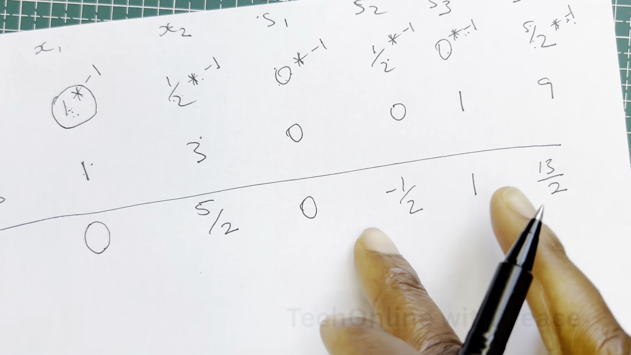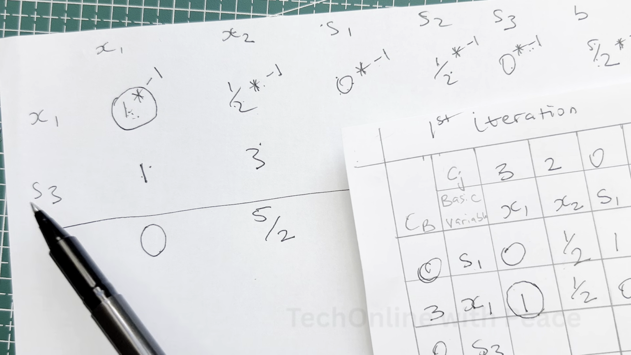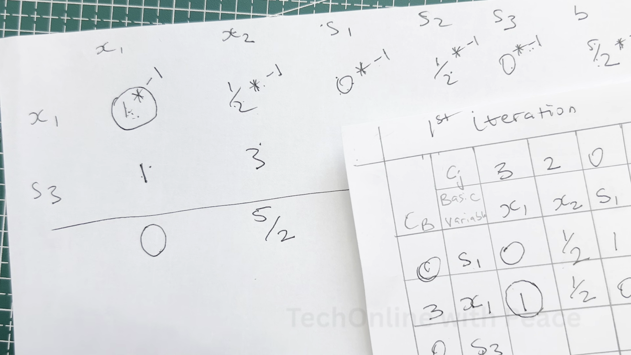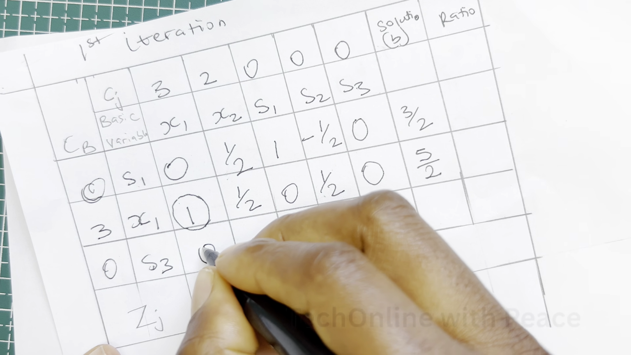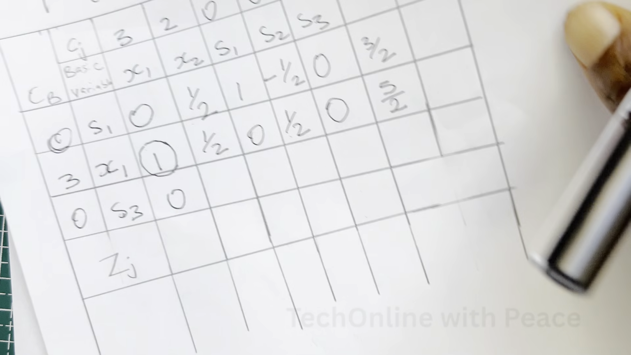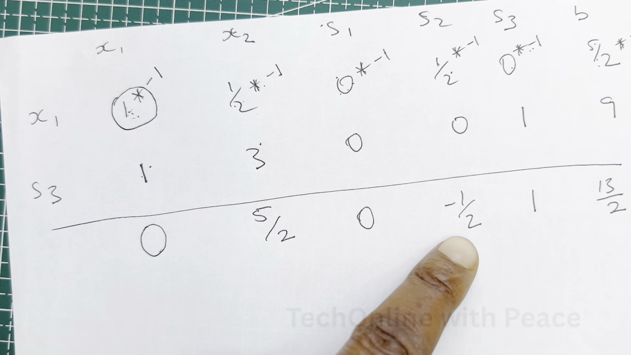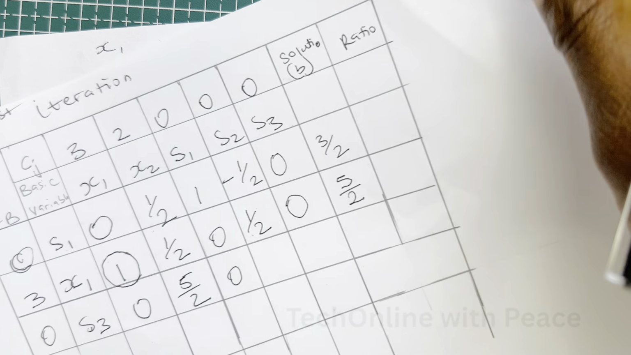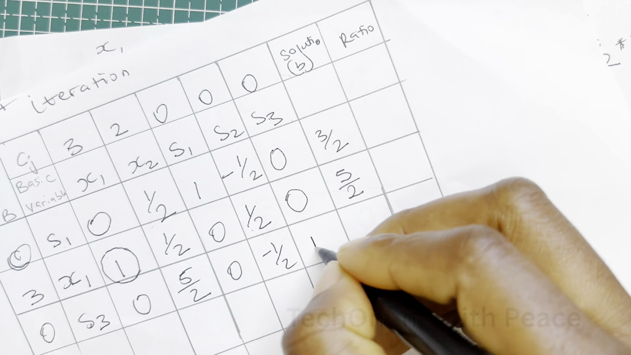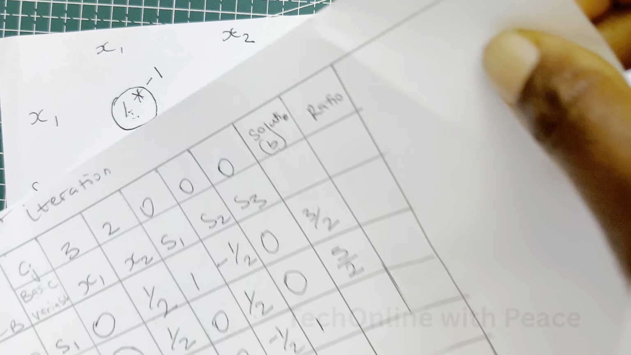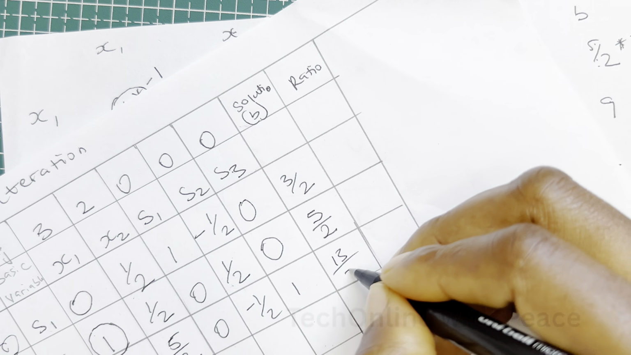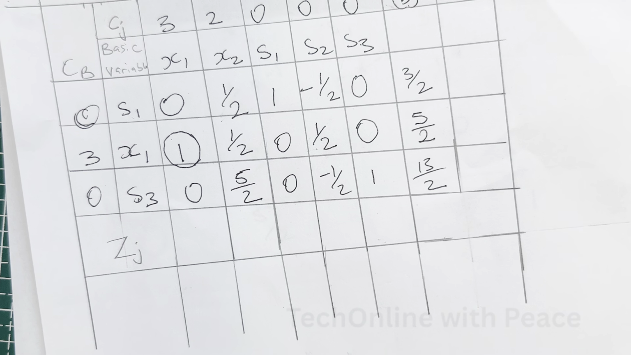So we'll write this in our new table. The new value for x3, we have 0. We have 0 here. The next one is 5 over 2. Next one is 0. The next one is minus 1 over 2 and 1. The next one is 13 over 2. The next thing is to find our zj.